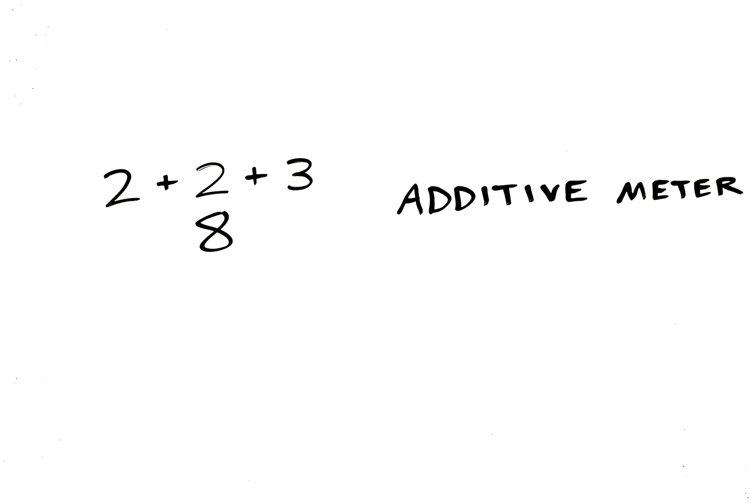Obviously, just writing 7/8 meter doesn't indicate how the pulses will be grouped. So if you want to be more specific, you can replace the top number of the time signature with all the groupings. So instead of writing a 7, you can write 2 + 2 + 3. This is called additive meter.